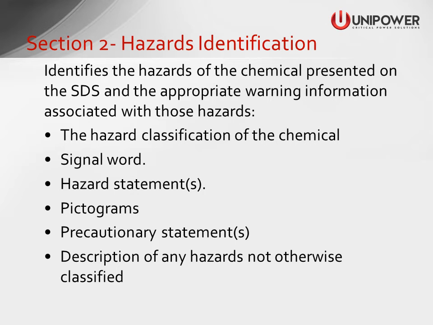Section 2 talks about hazard identification. This section identifies the hazards of the chemical presented on the SDS and the appropriate warning information associated with those hazards, including the hazard classification of the chemical, the signal word, hazard statements, pictograms, precautionary statements, and a description of any hazard not otherwise classified.